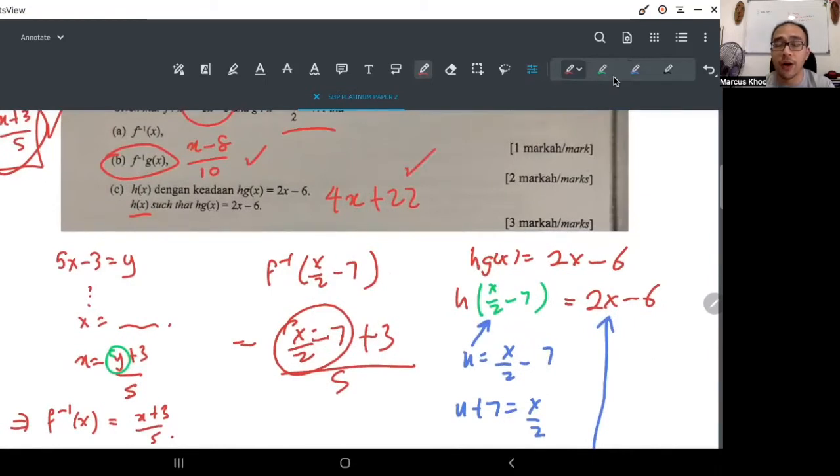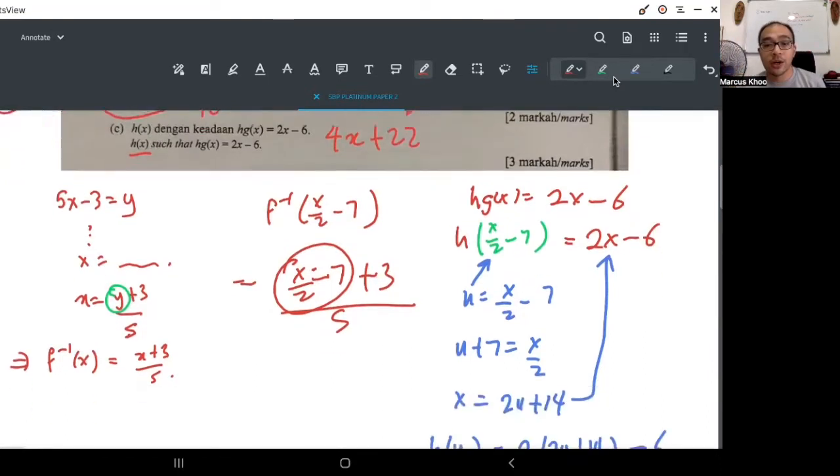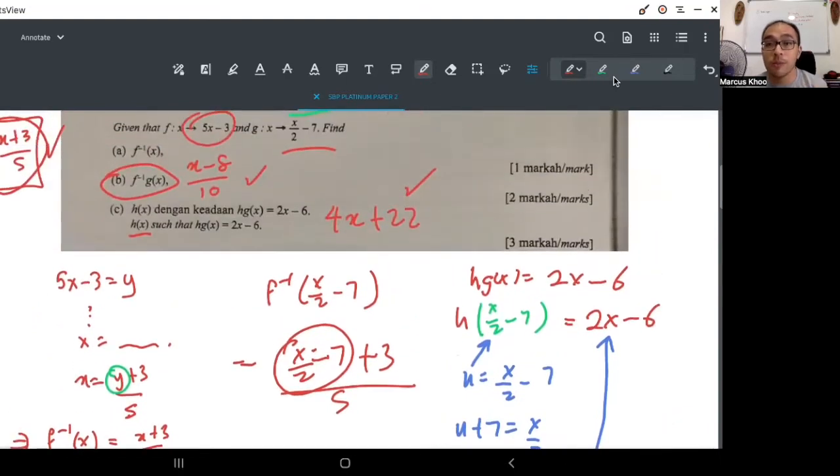So h(x) equals 4x plus 22. There's nothing much to this, and I don't think it's very difficult. It's just that of course you must know the steps to answer this question. Otherwise, if you don't know, it doesn't help. So you have to know.